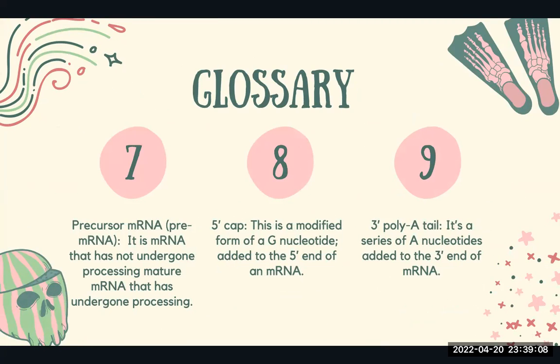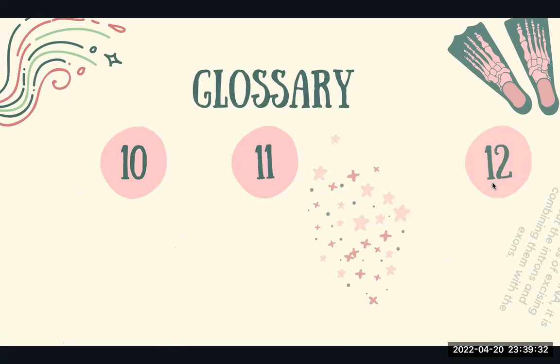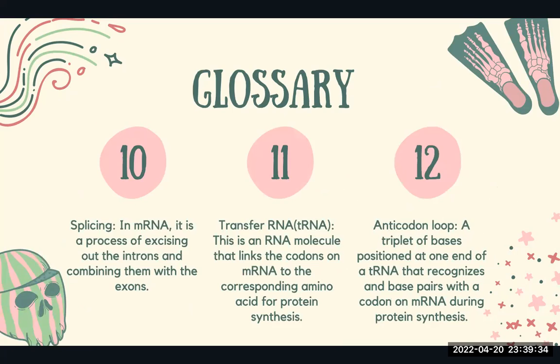Precursor mRNA or pre-mRNA. It's an mRNA that has not undergone processing yet. Mature mRNA, on the other hand, has undergone processing. 5' cap. This is a modified form of a guanine nucleotide added to the 5' end of the mRNA. 3' poly A tail. It's a series of nucleotides added to the 3' end of an mRNA. Splicing. In mRNA, it's a process of excising out the introns and combining the exons.